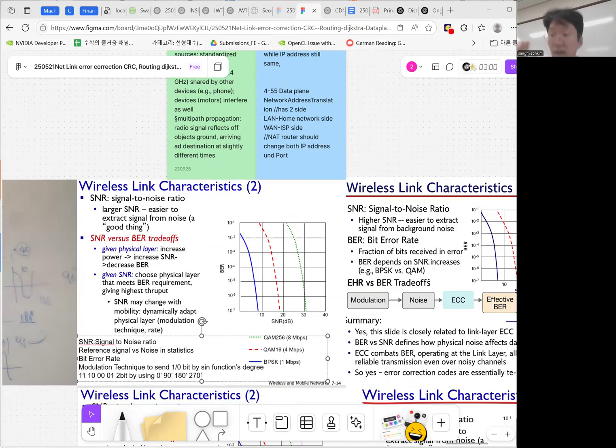BER is the necessary condition, the requirement that you should specify. It is different depending on the data, whether it is a voice call or video. Something like 10 to the minus 7 will be the advanced level. If you must satisfy 10 to the minus 7, what should the signal to noise ratio be?